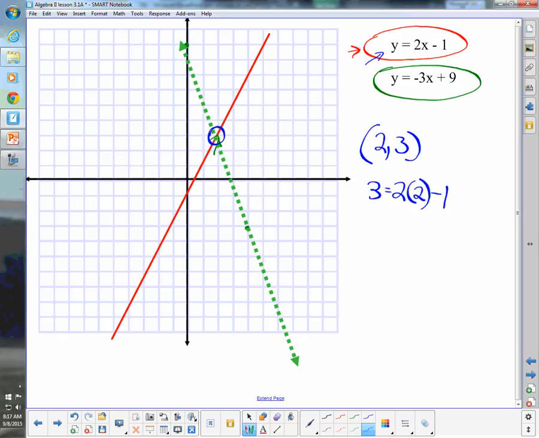If I put it into my green equation, 3 equals negative 3 times 2 plus 9. Negative 3 times 2 is negative 6. Negative 6 plus 9 is 3. So that's how we find a solution to a system of equations.